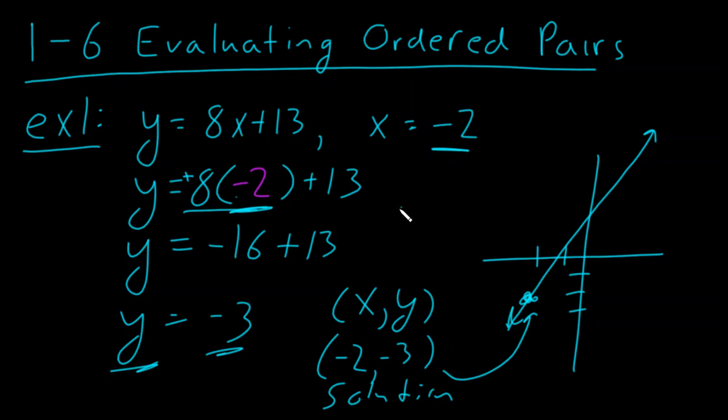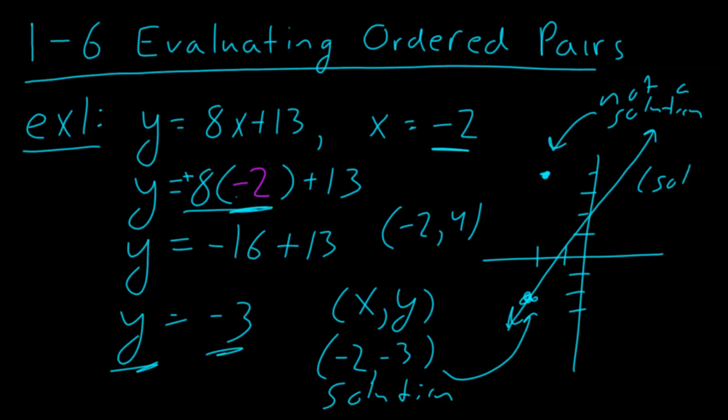Well, what if I said, hey, is this point on the line -2 comma 4? 1, 2, 3, 4. Well, we see that this point is not on the line, and so we'd say, hey, that is not a solution. And by the way, from here on out, I'm going to abbreviate solution with SOLN. Pause here if you need to finish taking the notes, and let's move on to our next example.